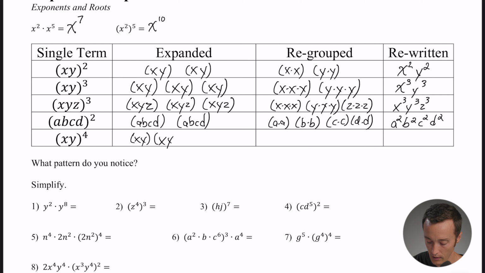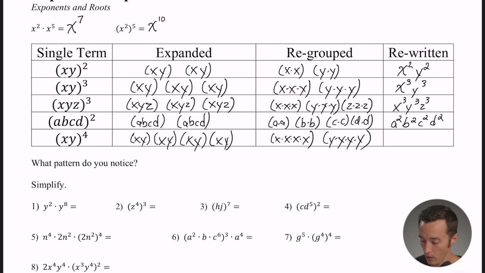So xy, xy, xy, and a 4th one, xy. Okay, I could regroup those. There would be 4 x's and 4 y's. Great. So how would I rewrite that? Well, that would be x to the fourth power, y to the fourth power. Okay, that was the hard part.